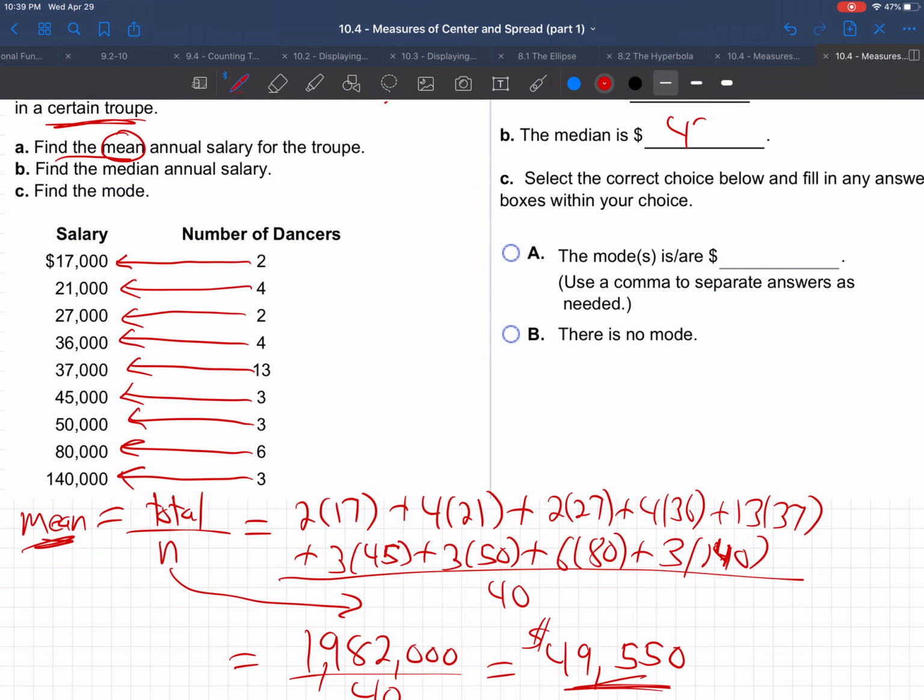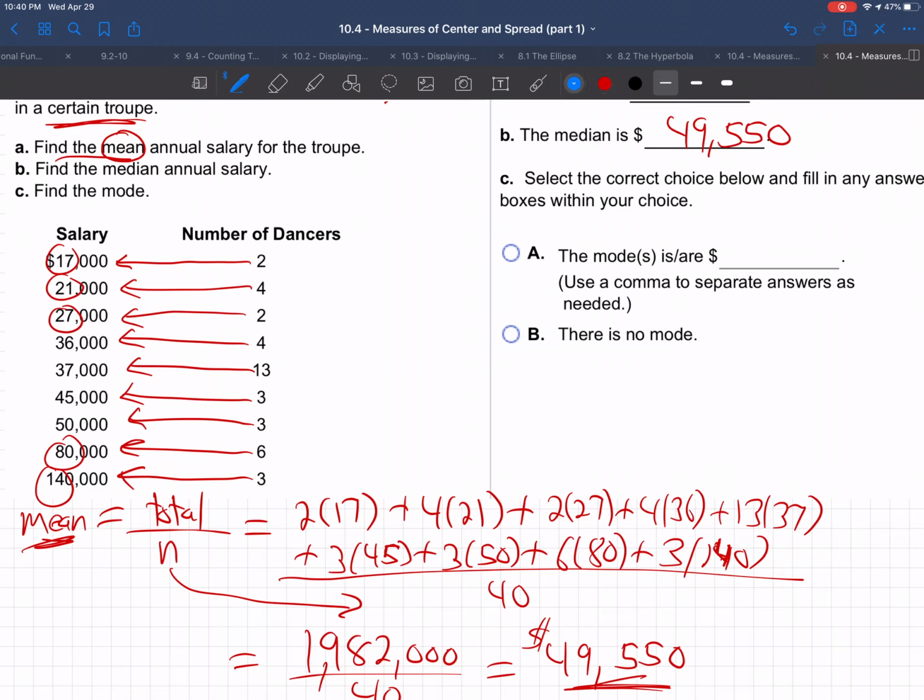So we would say, thinking about joining this dance team, what's the average salary? Well, the average salary is $49,550. Some people make way less than that. Some people make way more than that. But the average is $49,550. Now, that's one kind of an average.